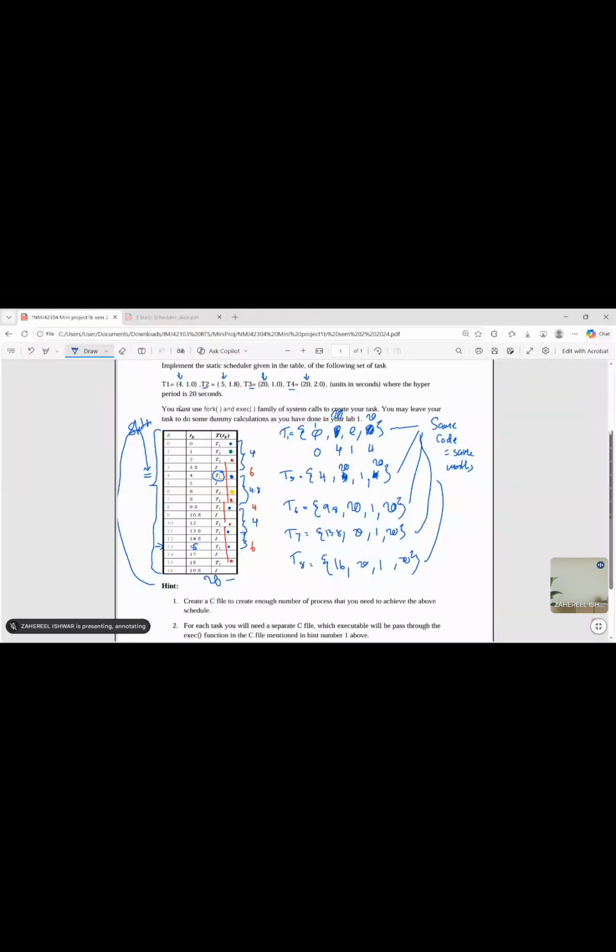Now, what about the execution time? How do you make sure that your task actually executes 1 second? The execution time too refers to what?